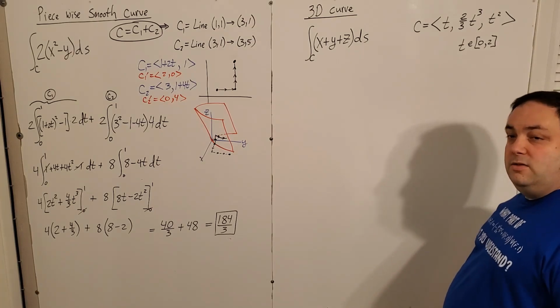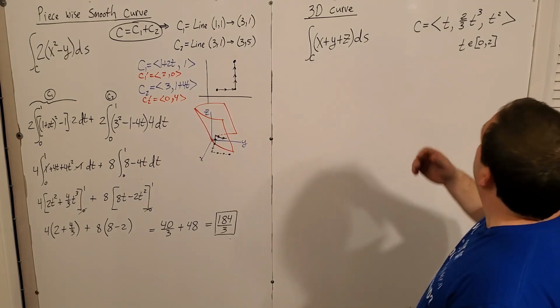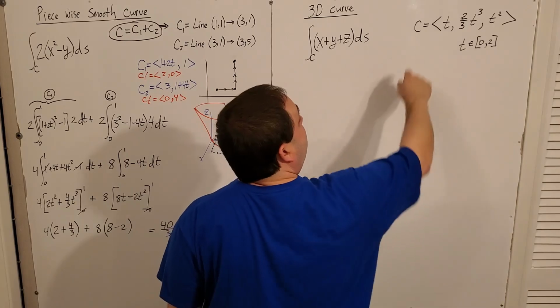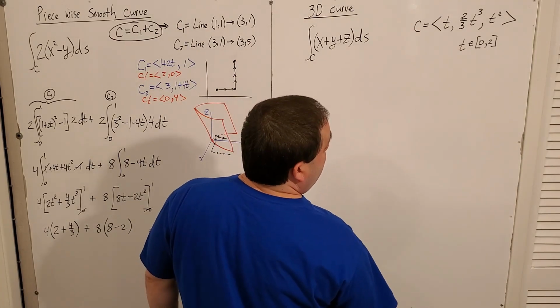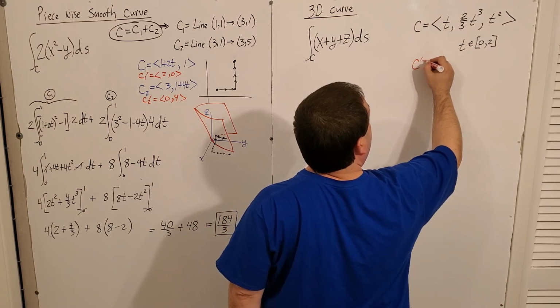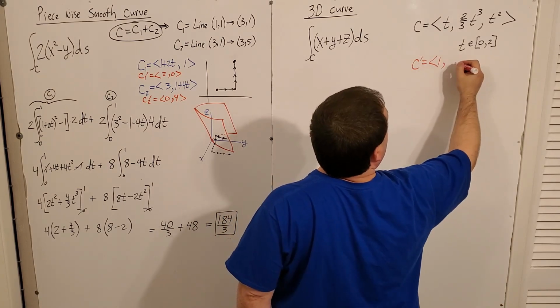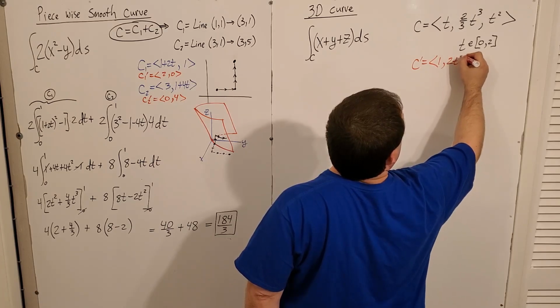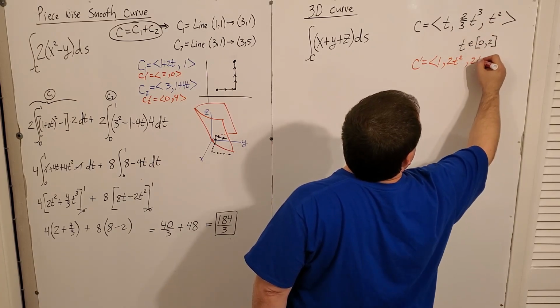Okay, so let's go ahead and jump in. Let's start with finding our derivative pieces so we can do our length, right? So C prime is going to be 1 and 2t squared and 2t, right?